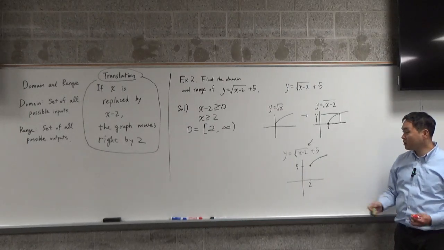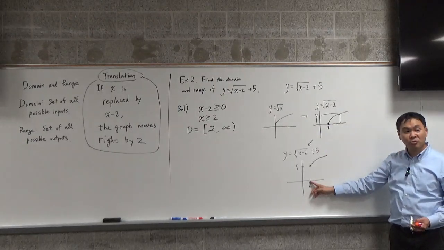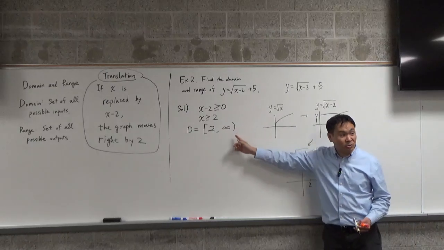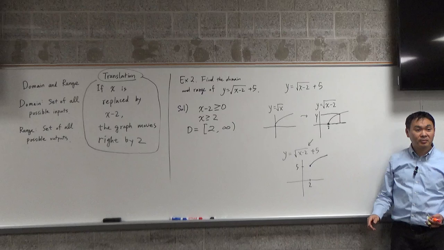Now from here, do you see that the shadow says the domain is 2 to infinity, which we already knew. Okay. What's the range?